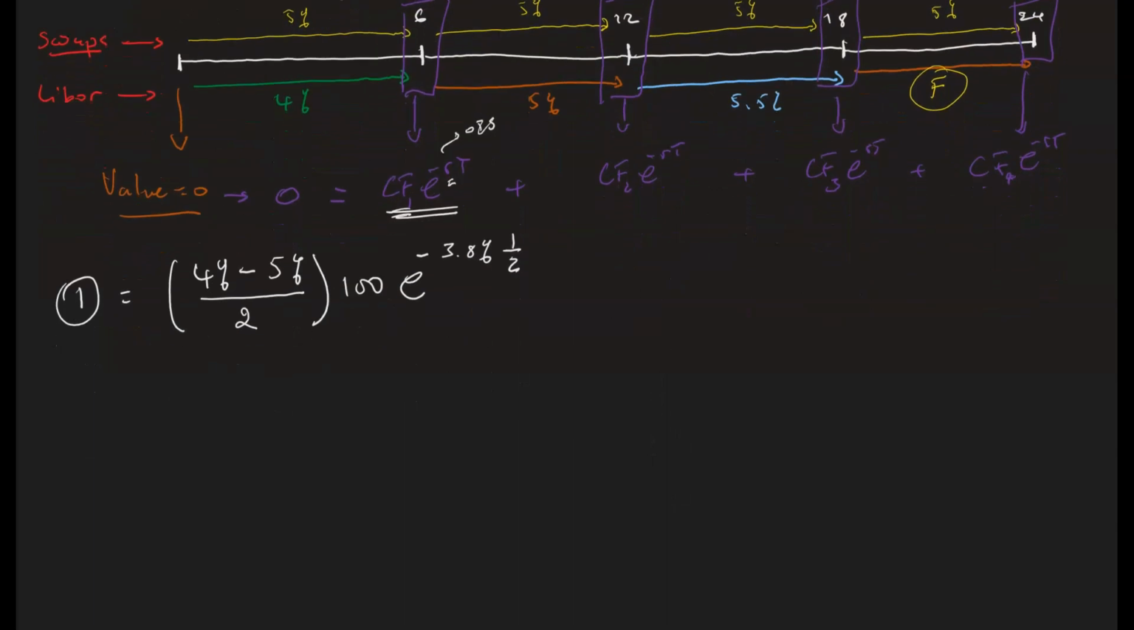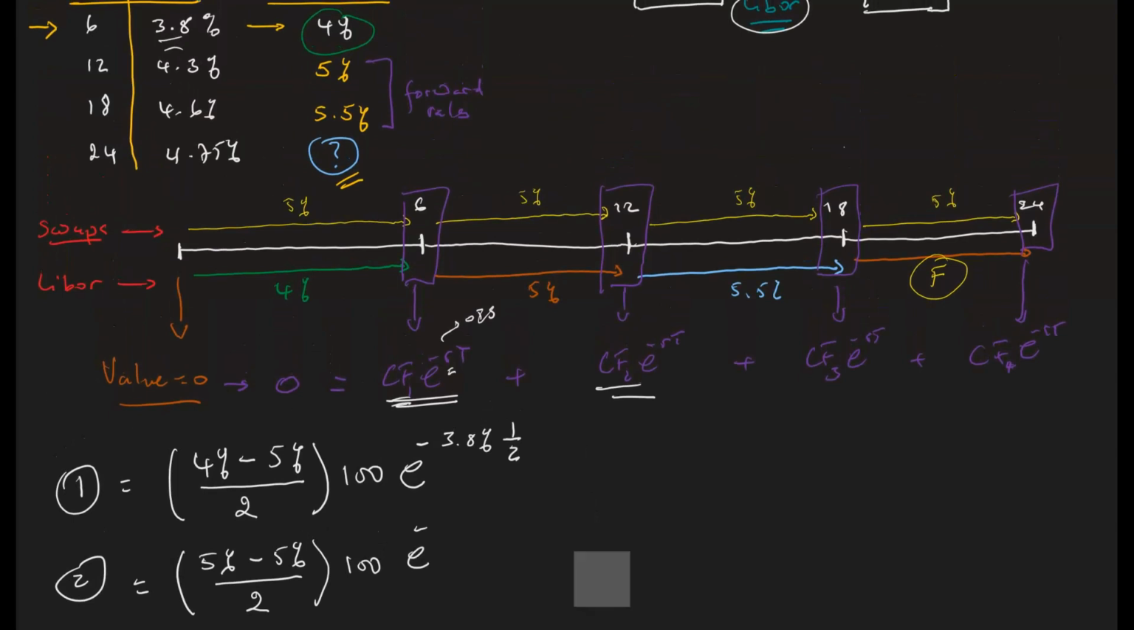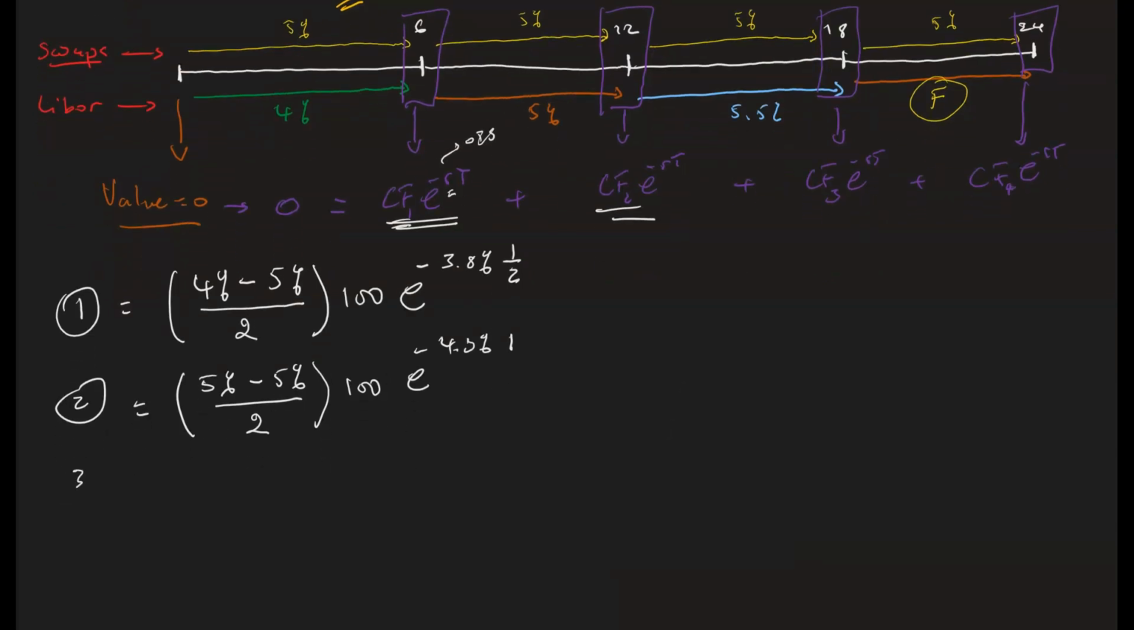And then what I'm going to do is to find the second one. So the second cash flow is going to be very similar. Now, what are we receiving? We're receiving LIBOR, and LIBOR this time is equal to 5%. So we're receiving 5% LIBOR. We are paying 5% fixed for a semi-annual period on a notional of 100, and then we find the present value. The OIS rate for a maturity of 1 year is 4.3%, so that's going to be 4.3% multiplied by 1.